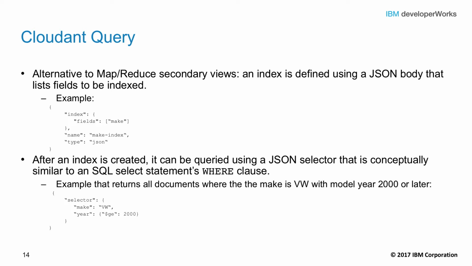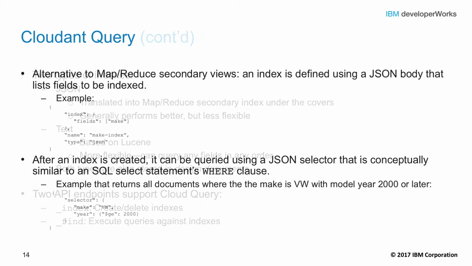A query is run by posting a JSON containing a selector object. If you know MongoDB query documents, this should look familiar, and can contain other optional parameters, fields, sort, and limit. This also gives database developers experience with the SQL select statement where clause, a familiar starting point. This example selector will return all documents with a make of VW and a model year of 2000 or later.